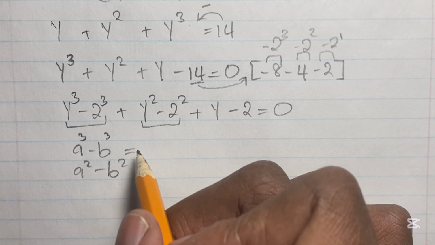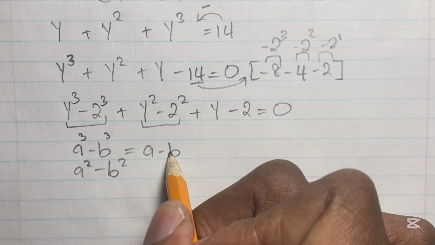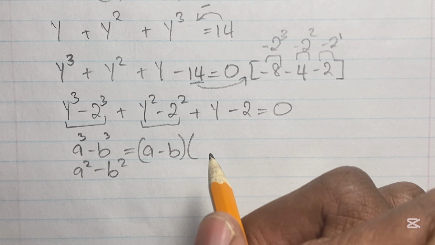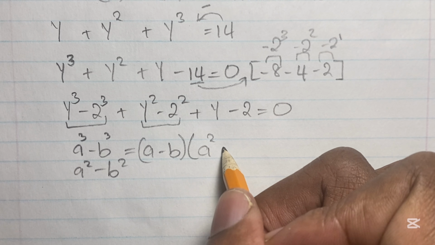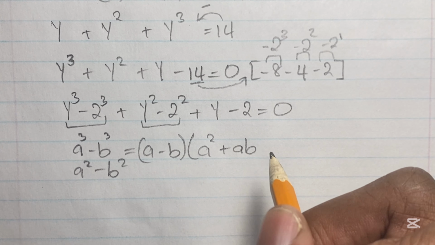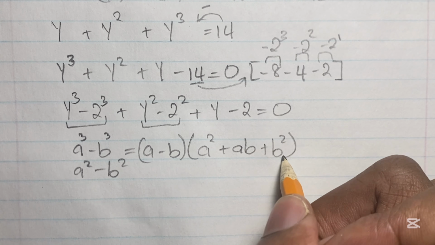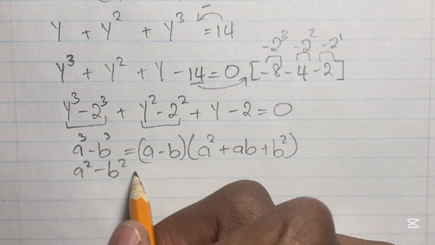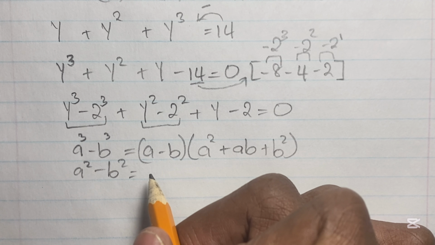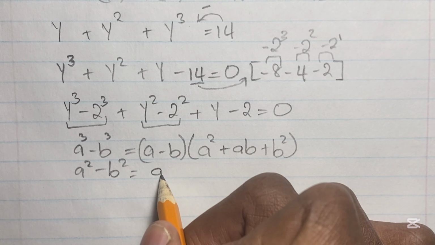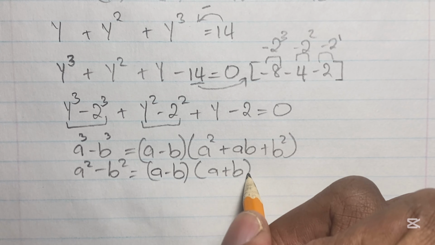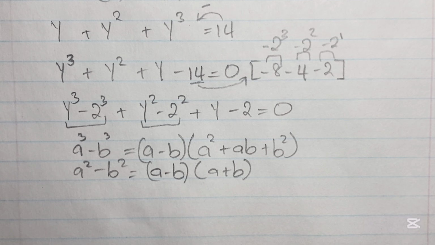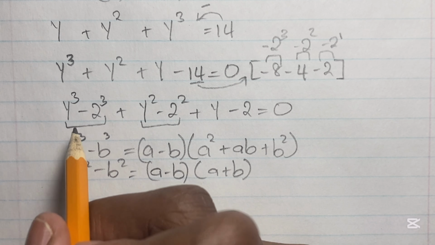Now let us look at the difference of two cubes. The difference of two cubes is expanded by having a minus b in brackets, and another pair of brackets will have a squared plus ab plus b squared. And now the difference of two squares is expanded by having a minus b in one set of brackets, and the other set of brackets will have a plus b. So in order to solve this equation, we need to learn how to expand these expressions.